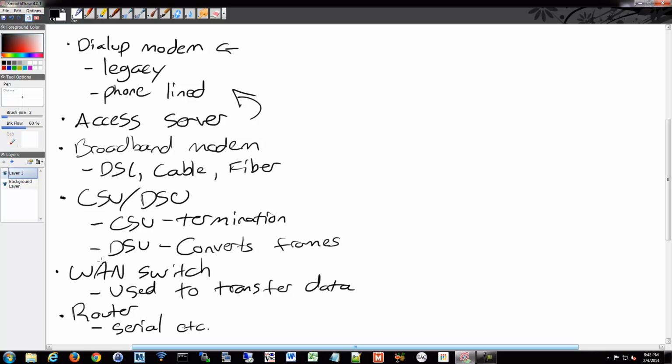I mentioned previously the differences between switching technologies. So there was a circuit and a packet switching technology. The circuit being the legacy method, which really has gone away.